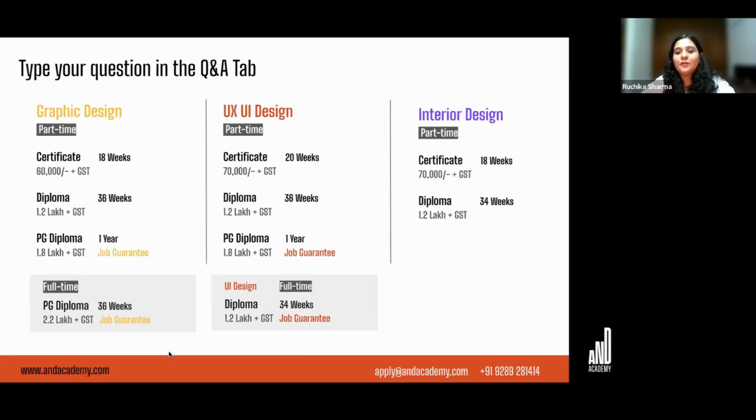I think we've already answered this. All of our courses are designed in a manner in which we'll start teaching you from scratch. We assume that you do not know anything about design. You just have to be curious and willing to learn. Then you can come in and we will send you back ready to take the field.